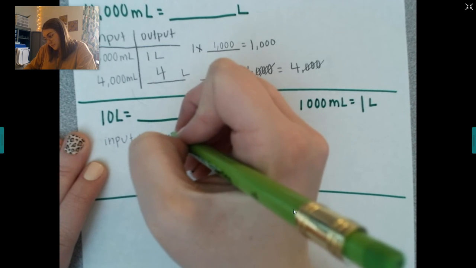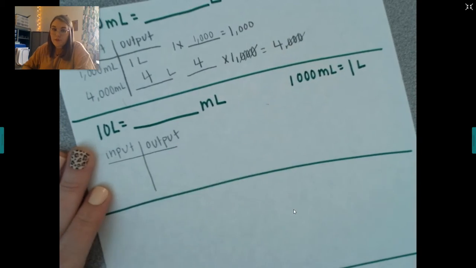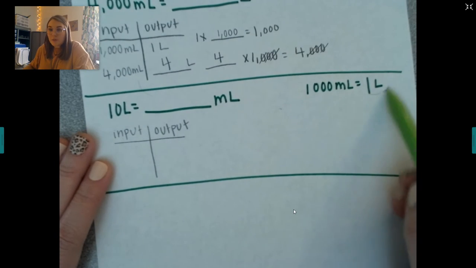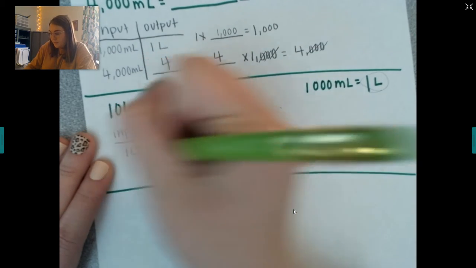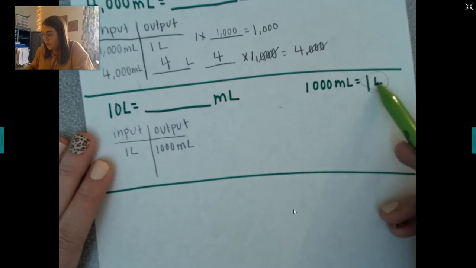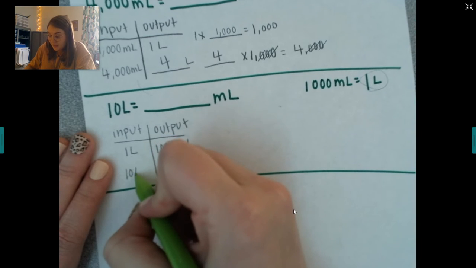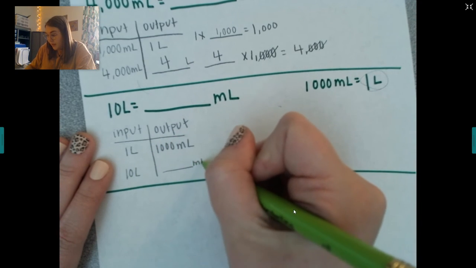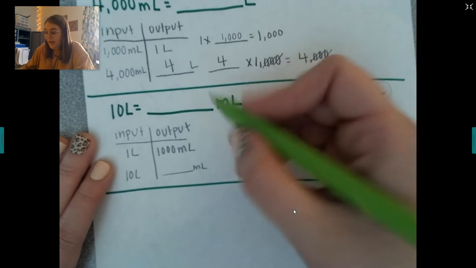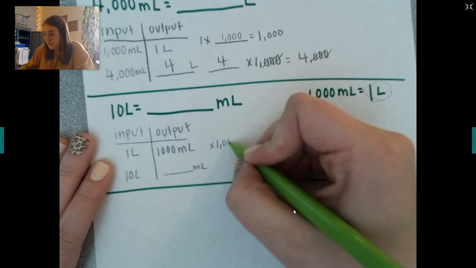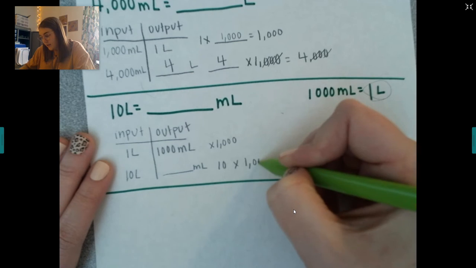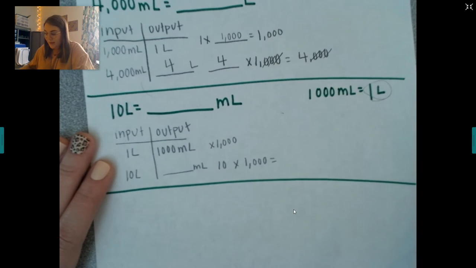Okay, so you should have unpaused and you should have your answer by now. So I have my input output. This problem starts with liters, so I'm going to start with this 1 liter, and I'm going to put what it equals on the other side. So now, what if I had 10 liters? How many milliliters would that be? Well, guess what? I just did the same problem up here. I know my rule is to multiply by 1,000.